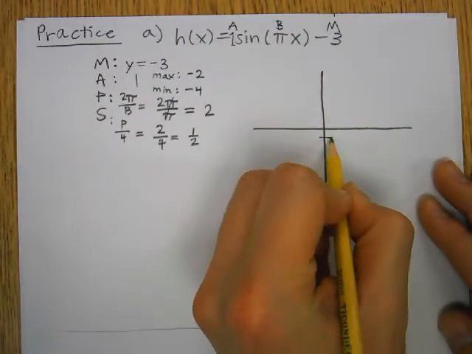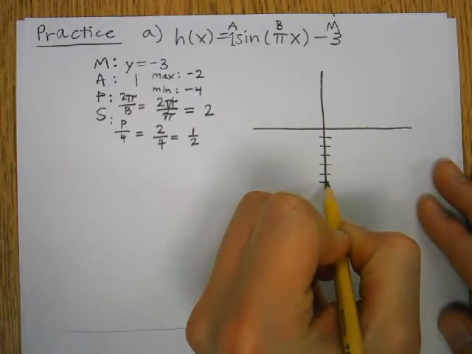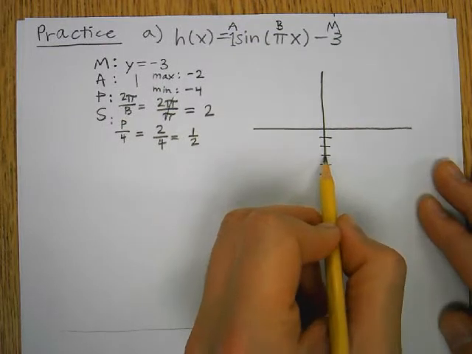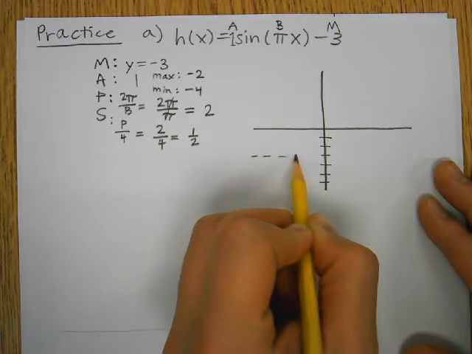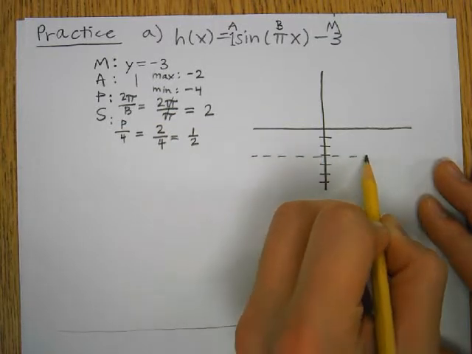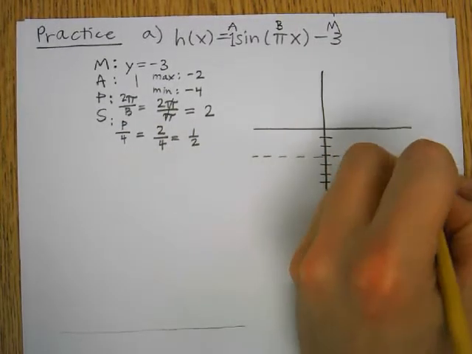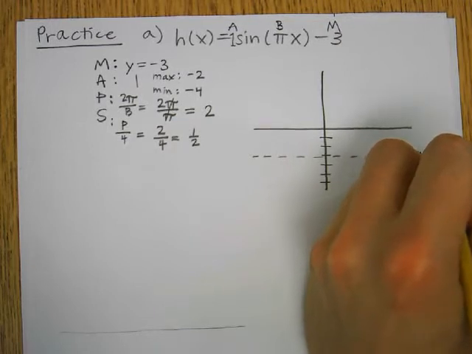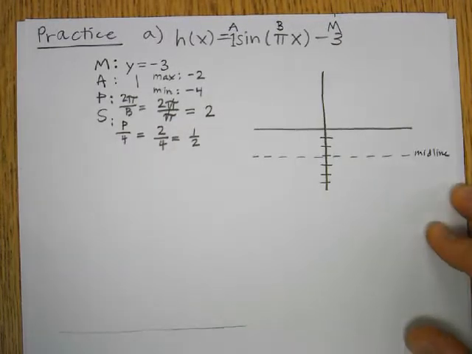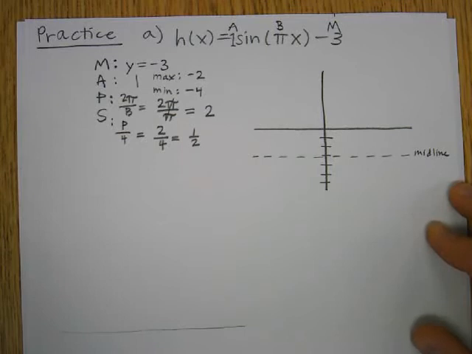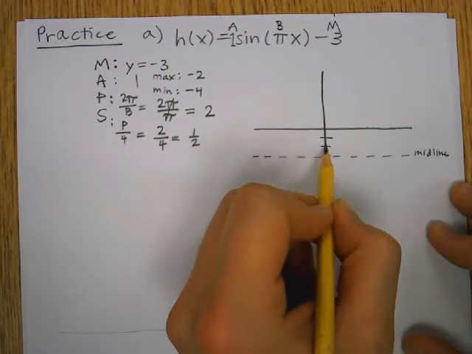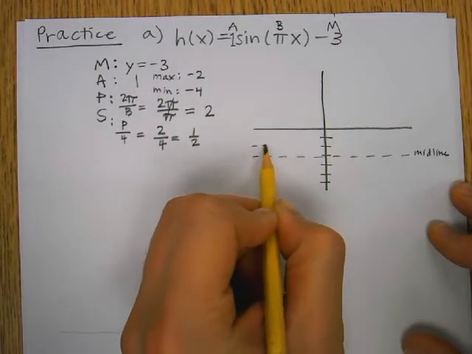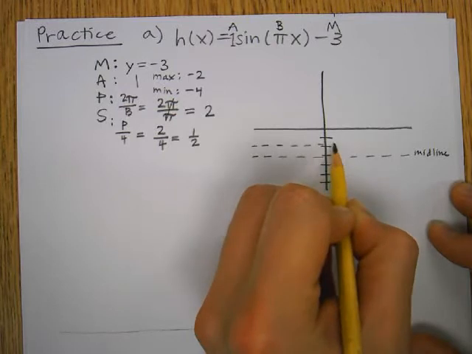My midline is negative 3, so I'm going to go to negative 3 on the y-axis, and I'm going to add in a dotted line that just helps me as a guideline know that that's going to be my midline, and it's fine to label it as the midline. I'm also going to take this opportunity to add a dotted line in at my maximum.